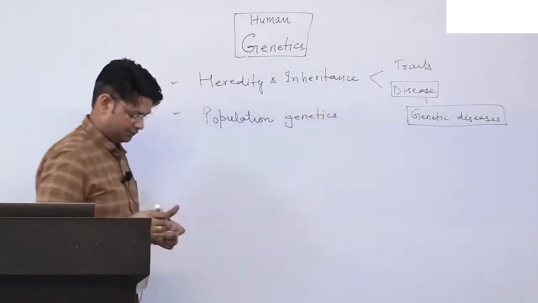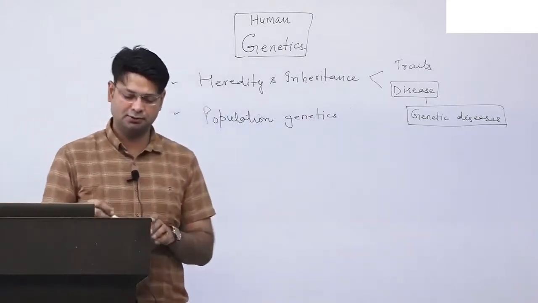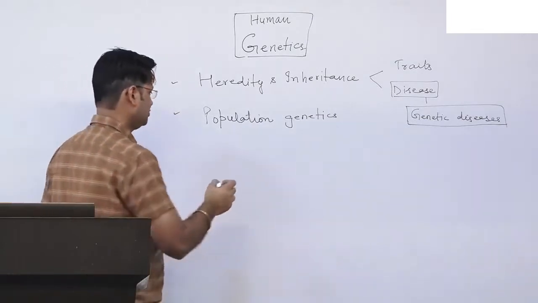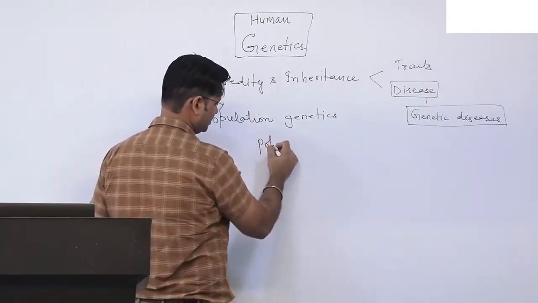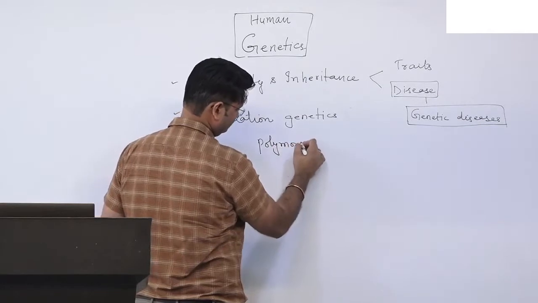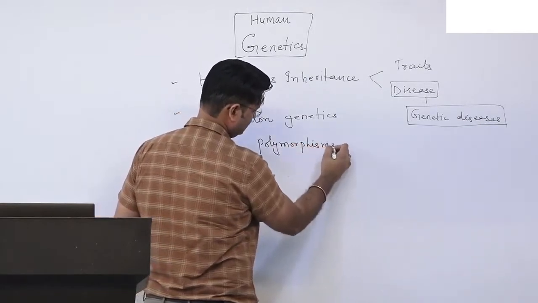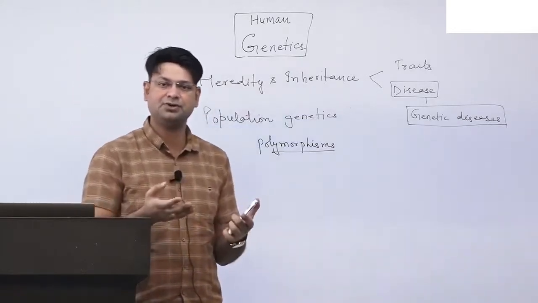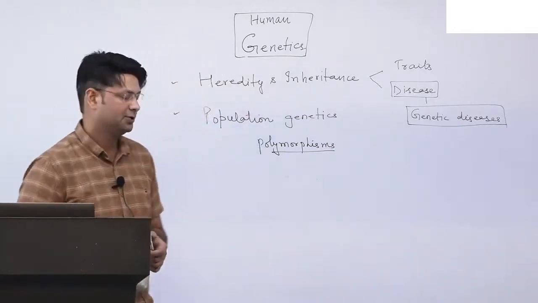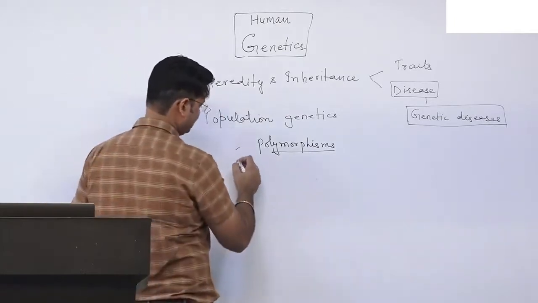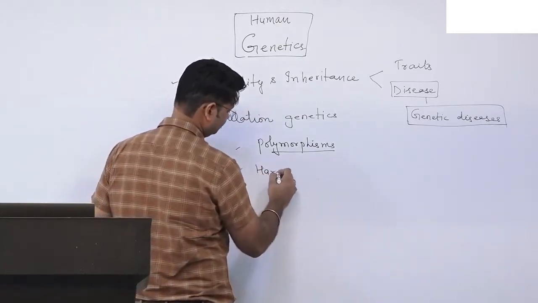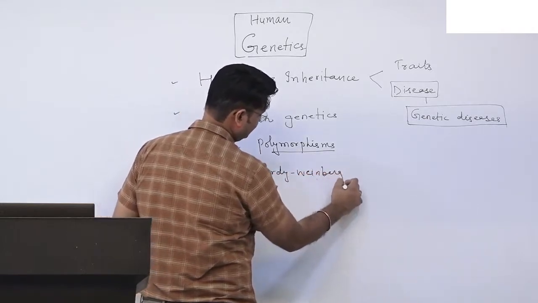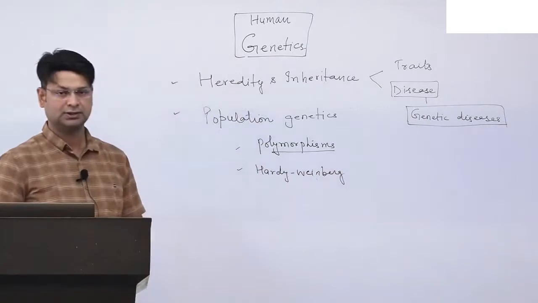where we talk about the distribution of genes, or alleles, at the population level, right. You study here polymorphisms. These polymorphisms can be useful to identify any individual or any population. You also study the Hardy-Weinberg law in order to understand whether a population is evolving or not, right.